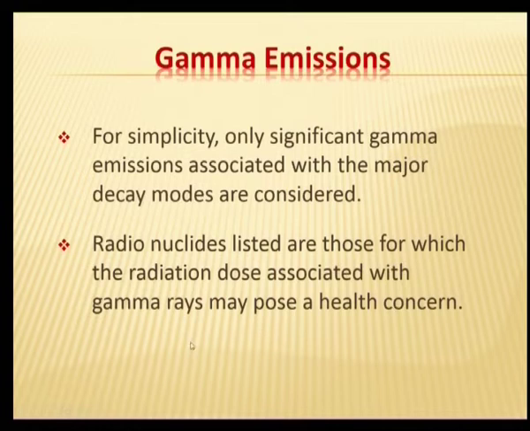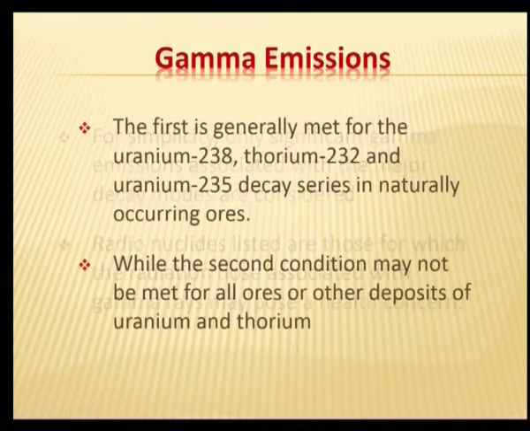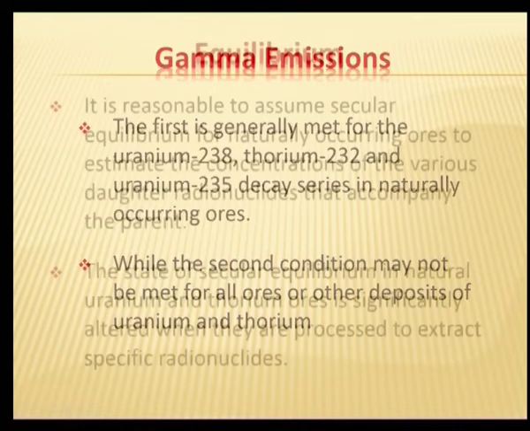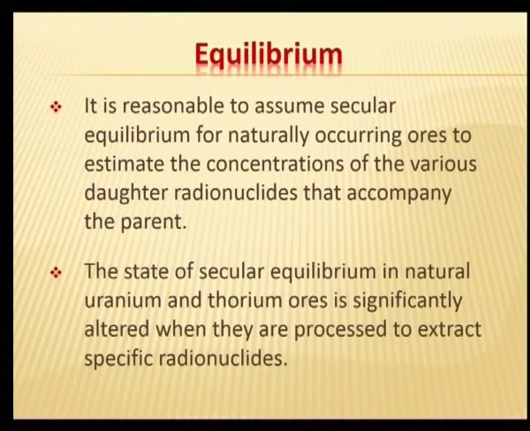For simplicity, only significant gamma emissions associated with major decay modes are considered. Radionuclides listed are those for which the radiation dose associated with gamma rays may pose a health concern. The first is generally met for the uranium 238, thorium 232 and uranium 235 decay series in naturally occurring ores, while the second condition may not be met for all ores or other deposits of uranium and thorium. It is reasonable to assume secular equilibrium.